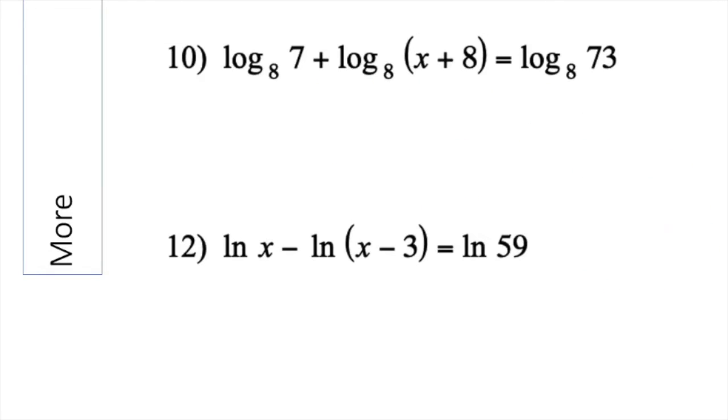Number 12. Are you ready? This time we have a subtract in here. We don't have an add. How does that affect everything? It's a fraction. So we're going to have ln x over x minus 3 equals ln 59.